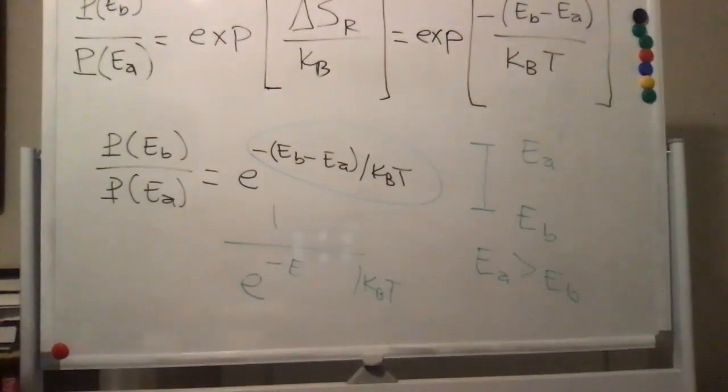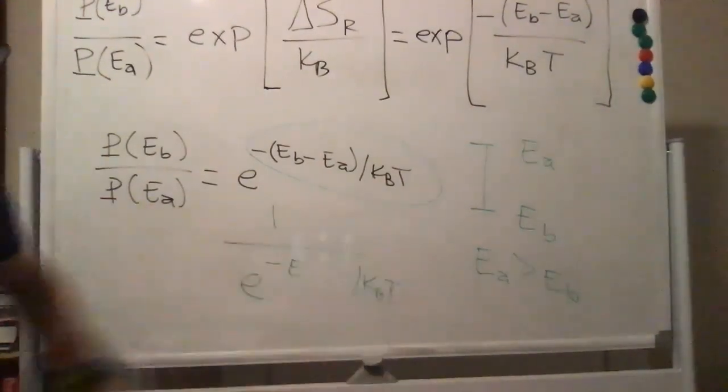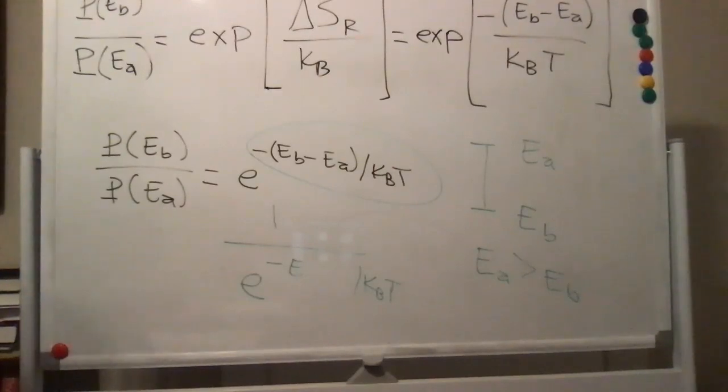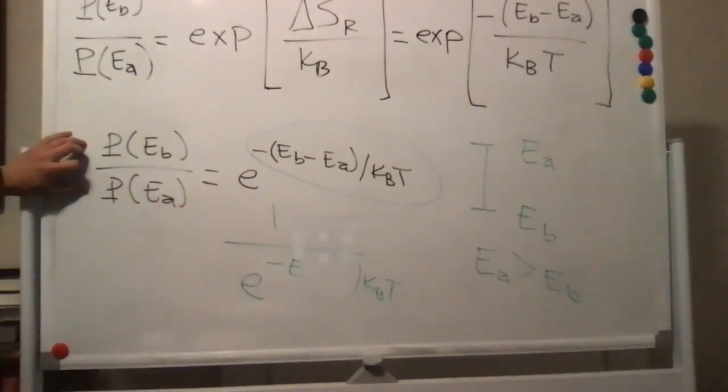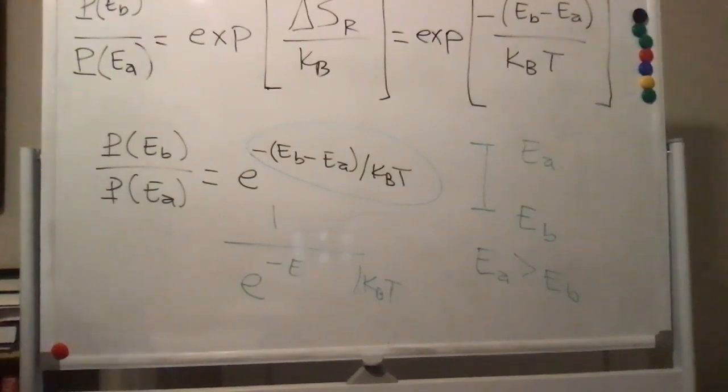So if the energy difference E is very large, what happens to this whole term? Assuming that the temperature is constant. It becomes large. If the energy difference is large, then this becomes large? Yeah, because EA is bigger than EB, right? So you can rewrite what you have on top as EA minus EB. And if the difference between EA and EB is large, that's positive, since EA is larger.